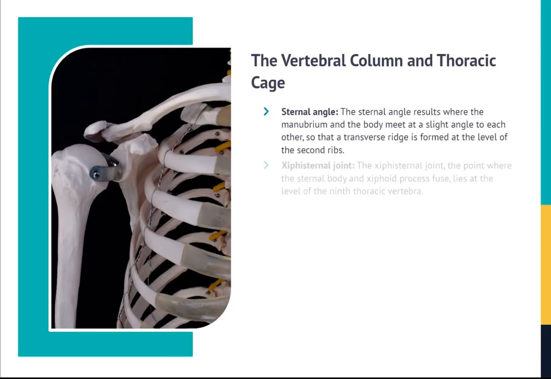Sternal angle. The sternal angle results where the manubrium and the body meet at a slight angle to each other, so that a transverse ridge is formed at the level of the second ribs. Xiphisternal joint. The xiphisternal joint, the point where the sternal body and xiphoid process fuse, lies at the level of the ninth thoracic vertebra.